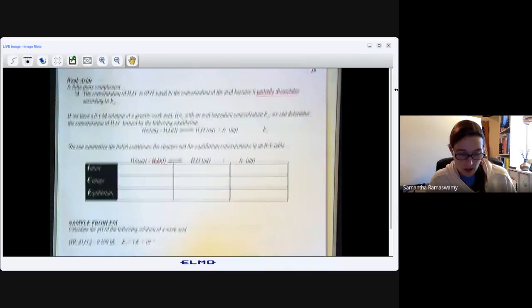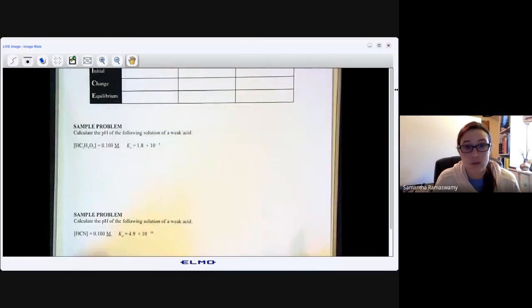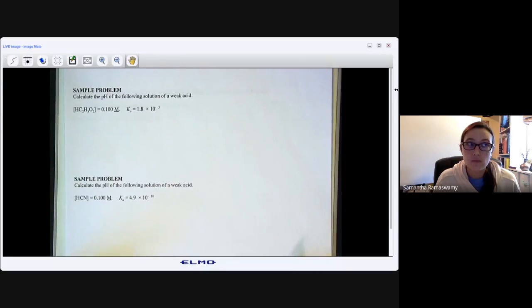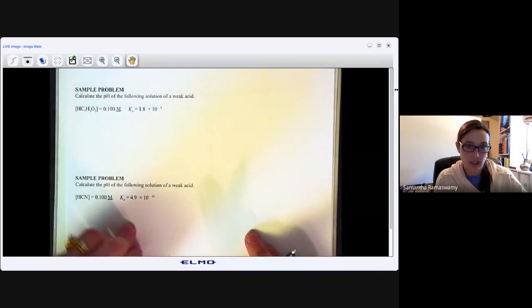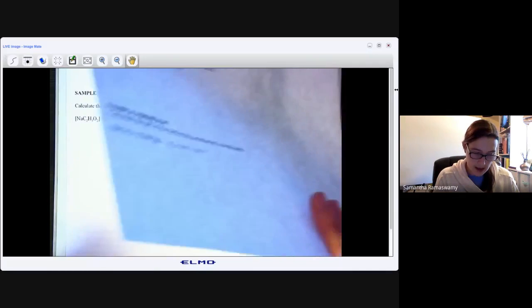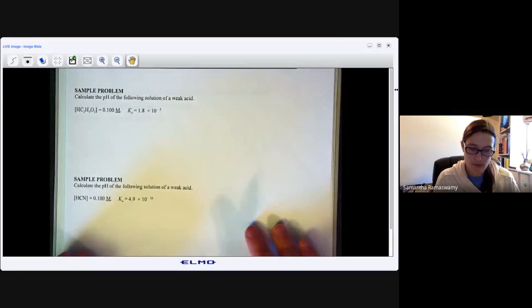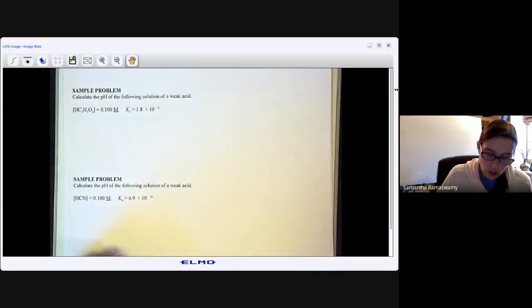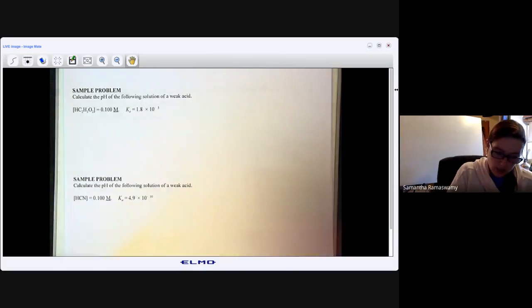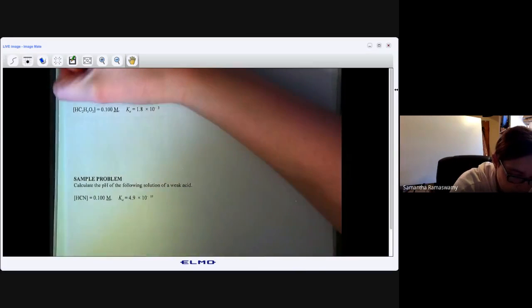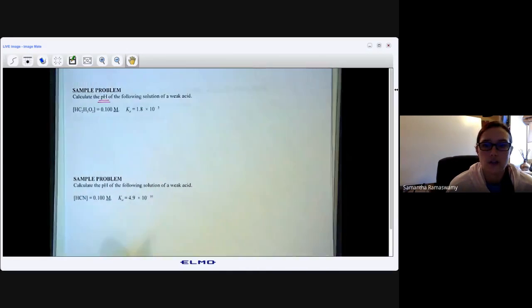So we're just going to jump right in. We're going to work through some sample problems because I want to be able to work through these and answer questions. We're probably only going to do number 1, or one of the sample problems, and then we'll look at weak bases and talk about some other problems that we might not get to in this. So for this first sample problem, calculate the pH. My goal is to find the pH of this weak acid.